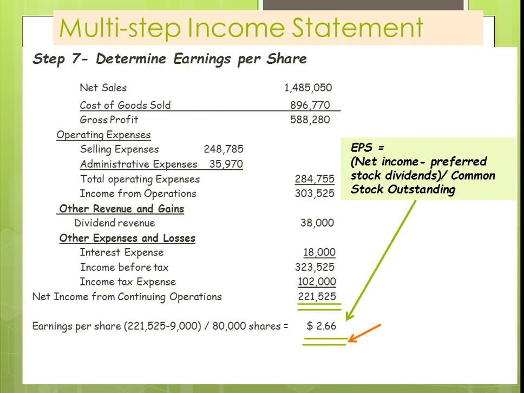Now, is this good? It depends. What you'd have to do is go back and look at prior years, and then you would compare it to how similar companies are doing. That's how you determine if earnings per share is good. And again, the double line means we stop the total. So that's what we do in accounting. Whenever we come to the bottom, we double line.